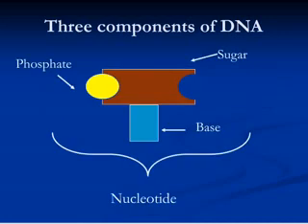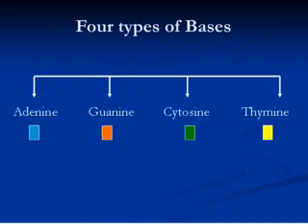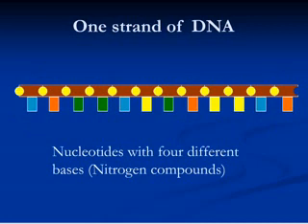Sugar is attached to phosphate group on one end and nitrogen containing base is in front. The complex is collectively known as nucleotide. This slide is representing 4 different types of bases in 4 different colors. Nucleotides are joined together to form a backbone with different types of nitrogen bases represented here in different colors. This is a single strand of DNA molecule.